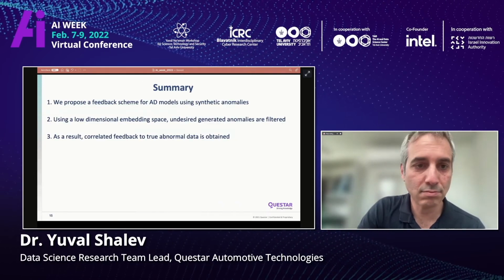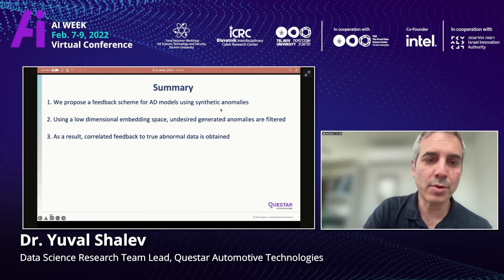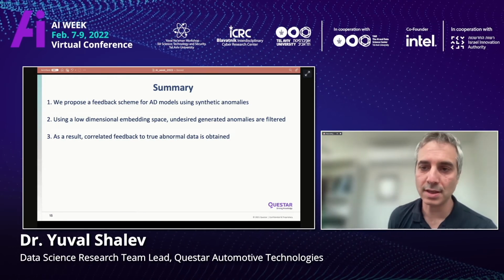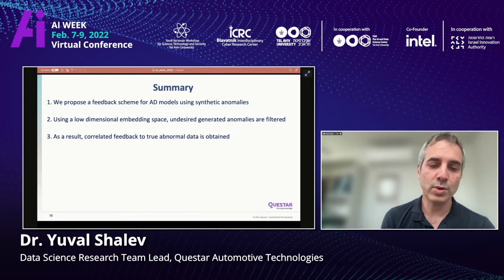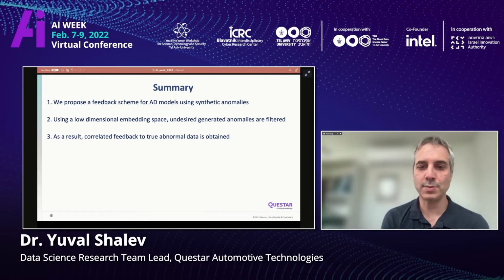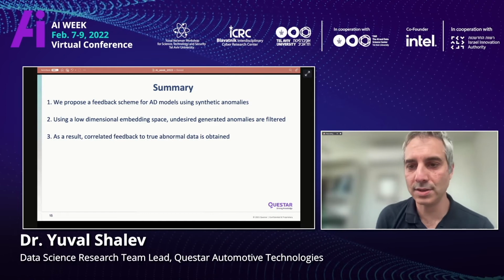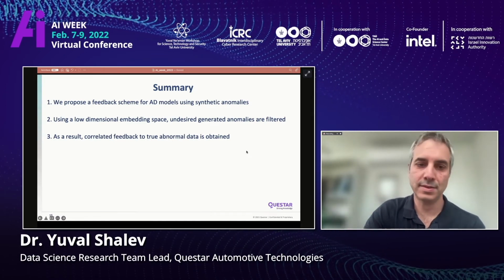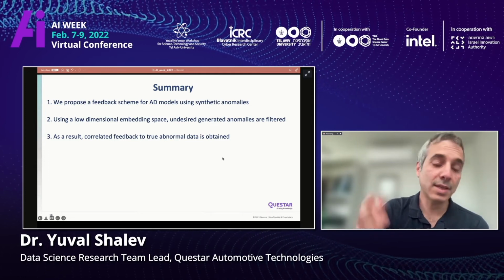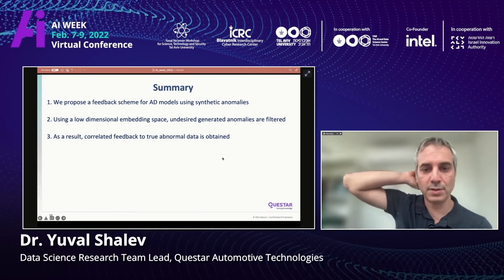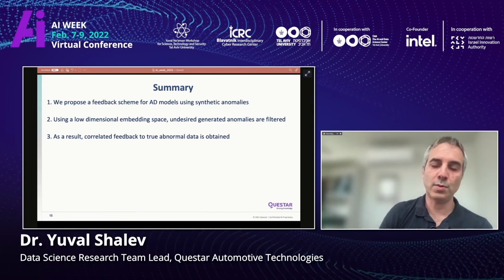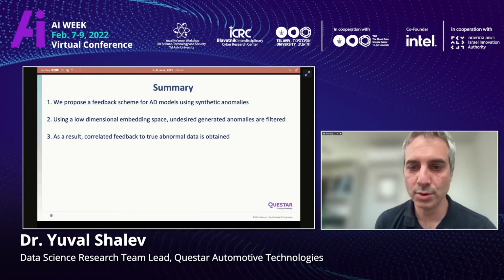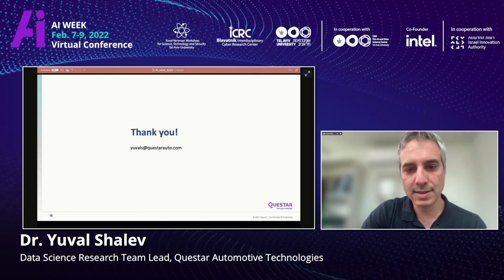So to summarize, we propose a feedback scheme for anomaly detection using synthetic anomalies. We use a low-dimensional embedding space and remove undesired generated anomalies that are not relevant. As a result, we got correlated feedback from our synthetic anomalies to the true use cases. So that's it. Thank you.